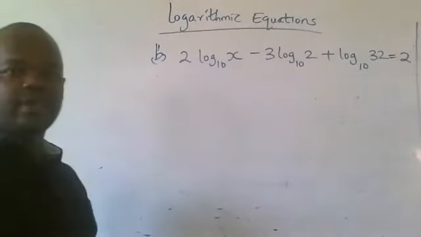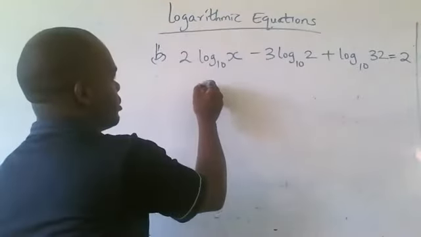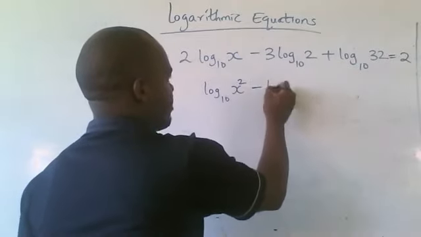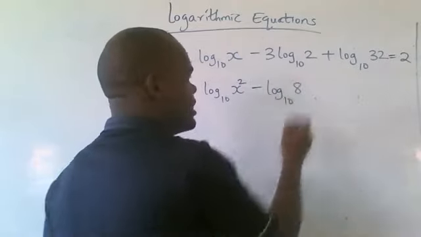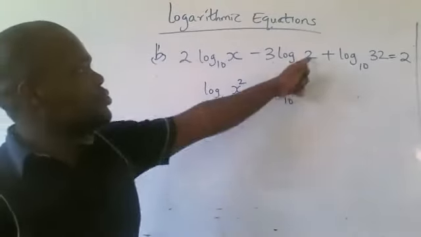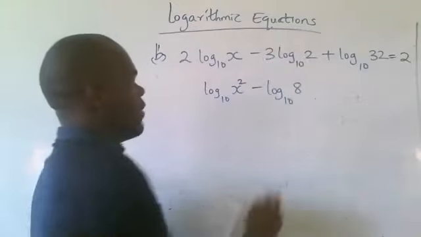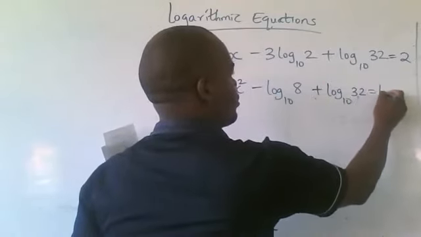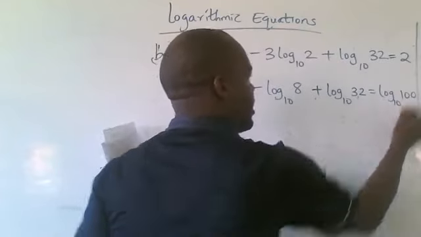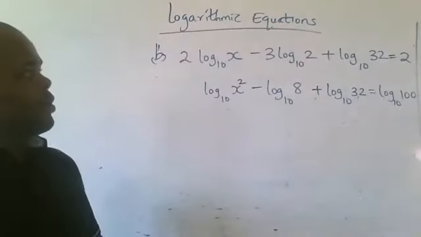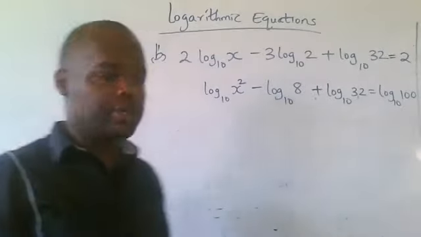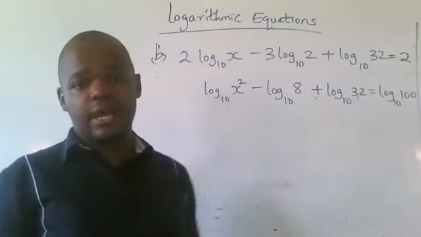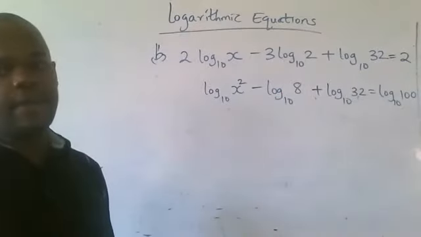So log to base 10 of x squared minus log to base 10 of 8. Where am I getting the 8? 2 power 3 is 8. And then plus log to base 10 of 32 is equal to log to base 10 of what? 100. So we have now organized the question well. So this is x power 2, this is 2 power 3, which is 8. And then the right hand side is log 100 to base 10.